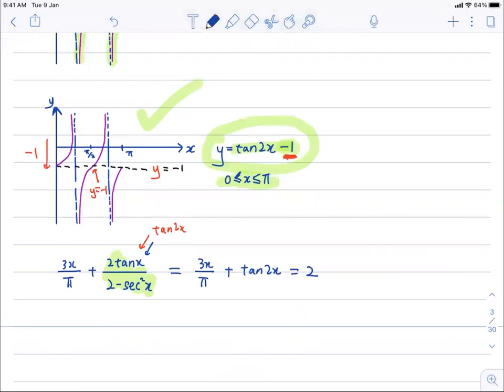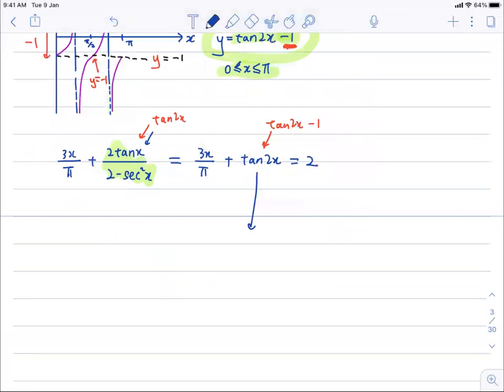Now, we want to sketch a straight line, right? So what we already have in this graph is y equals tangent 2x minus 1. So we want to make this tangent 2x become tangent 2x minus 1. How do we make that happen? We can minus 1 on both sides. It becomes 3x over pi plus tangent 2x minus 1 equals 2 minus 1. And then again, we can move this to the opposite side. We'll get tangent 2x minus 1 equals 1 minus 3x over pi.